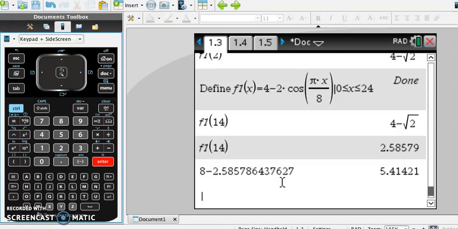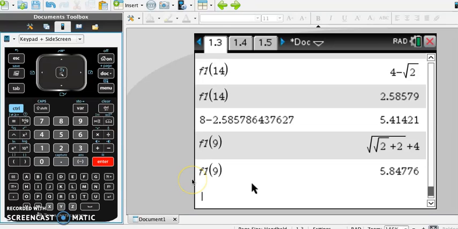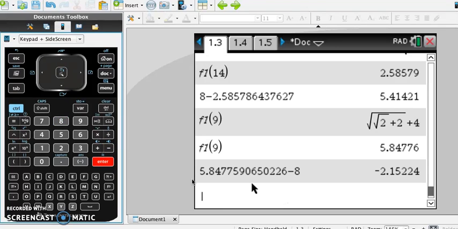What about 9 a.m. Tuesday? So 9 a.m. Tuesday is 9 hours later, so I'm going to arrow up. f1 of 9 equals, whatever that is, control enter, 5.84, so that's how deep the water is. So subtract 8 tells me I've got 2.15 metres of pole showing. Okay, so that's how we make use of our technology in all of this.